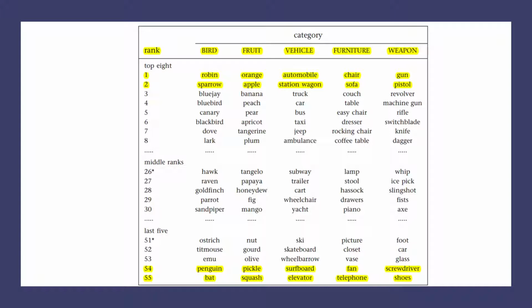Then for furniture, chair and sofa were the most highly ranked members of this category, and fan and telephone were the least likely to be ranked as good exemplars of this category. And finally, for weapon, gun and pistol are the most highly ranked exemplars, whereas screwdriver and shoes were the least likely to be ranked or presented as exemplars of this category.